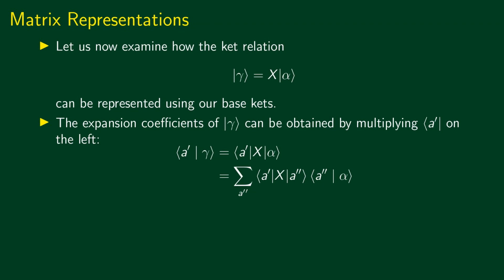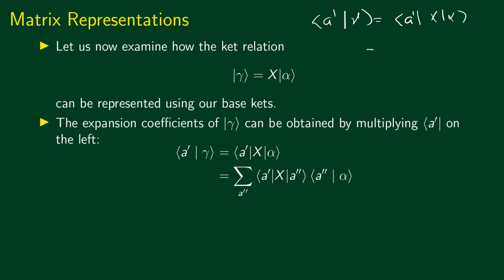To find the expansion coefficients of ket gamma, you project it onto the basis. We have already chosen the basis as the set of eigenkets of a Hermitian operator A. So to find the expansion coefficients of this ket, you project it onto the base ket. We see that bra A' ket gamma is the expansion coefficient of gamma in the direction of ket A'. Now this becomes bra A' X ket alpha.